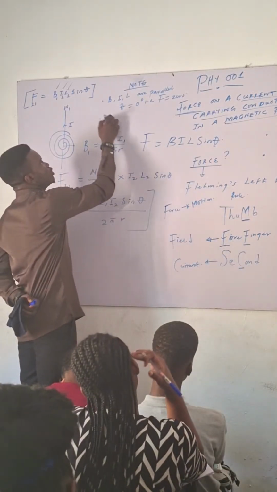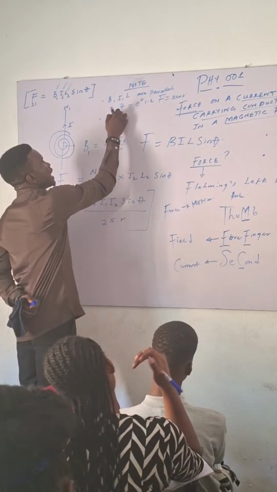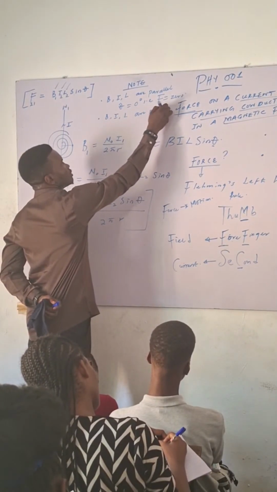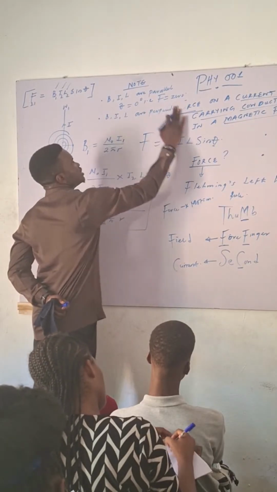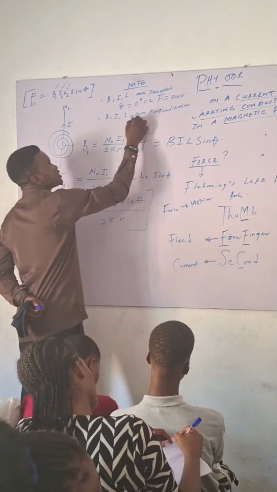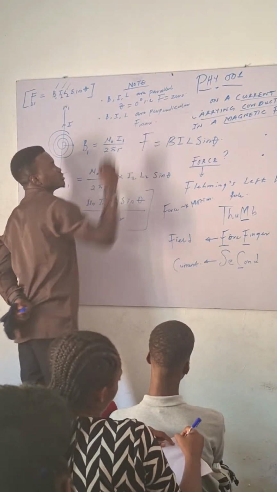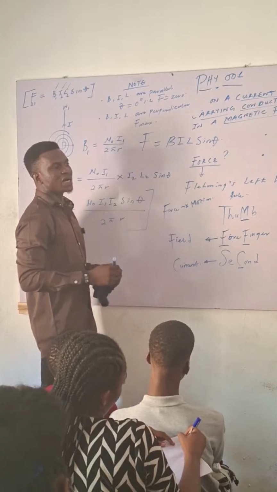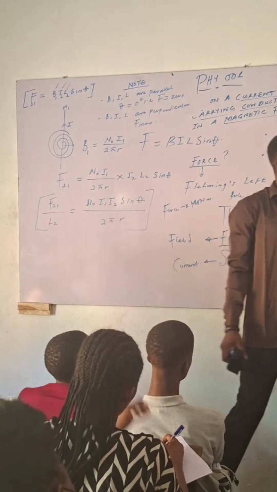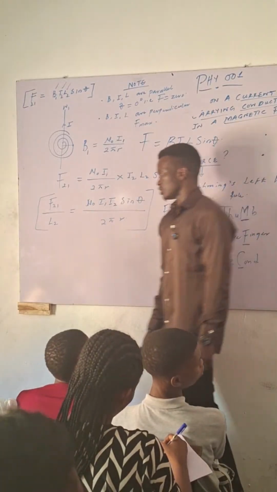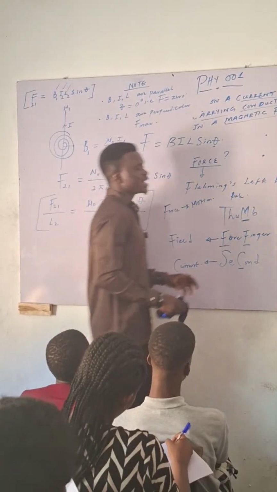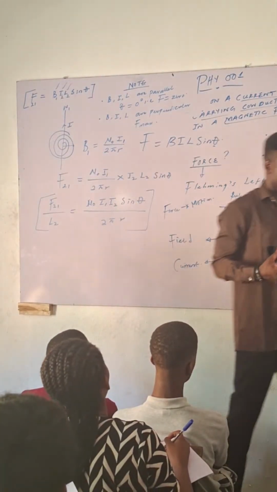But if B, I, L are perpendicular, then the force is going to be maximum. So the force will be maximum if they are perpendicular to each other. So can we move on? The next thing you want to know is this.